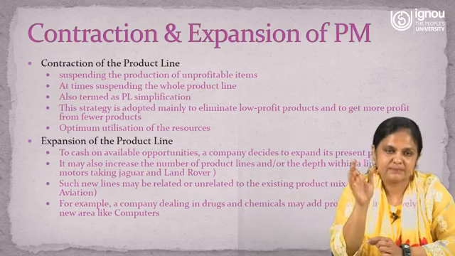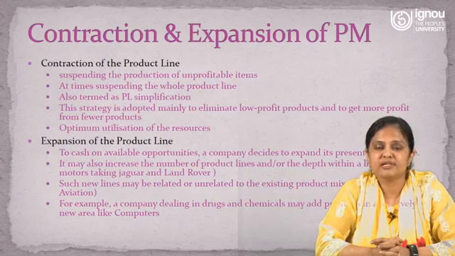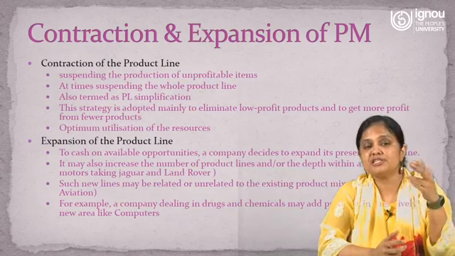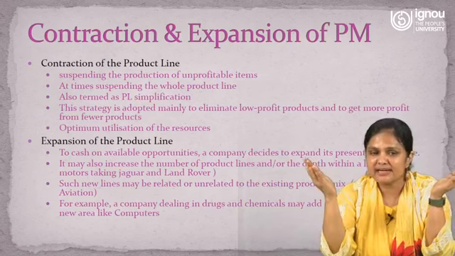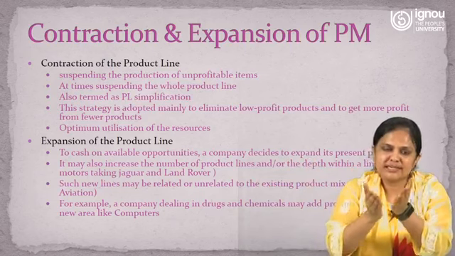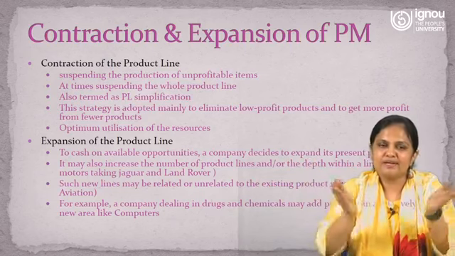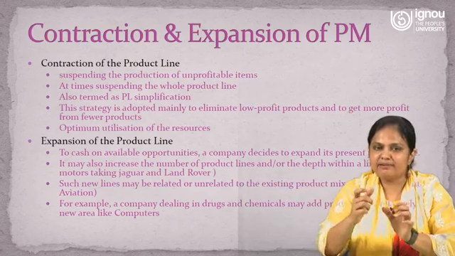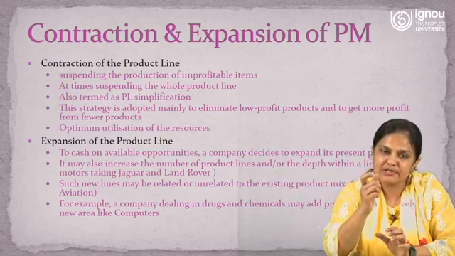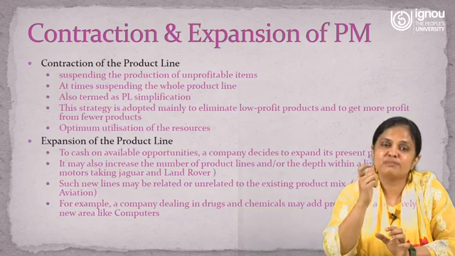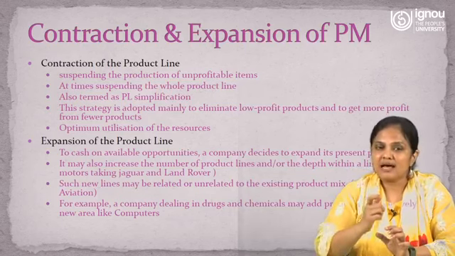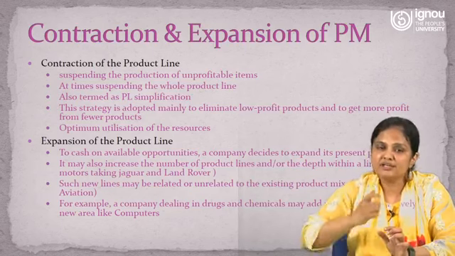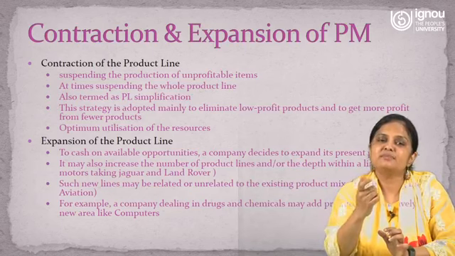Again, if a product is dropped, it is contraction of product line, but if the whole line is dropped, it is contraction of product mix. Now the second thing is expansion of product line or product mix, which is just the opposite of what we have already discussed. Contraction means suspending, so expansion means adding, right? If you are adding another product in your product line, that becomes expansion of product line. But if you are adding a whole new product line to your product mix, then it becomes expansion of product mix.